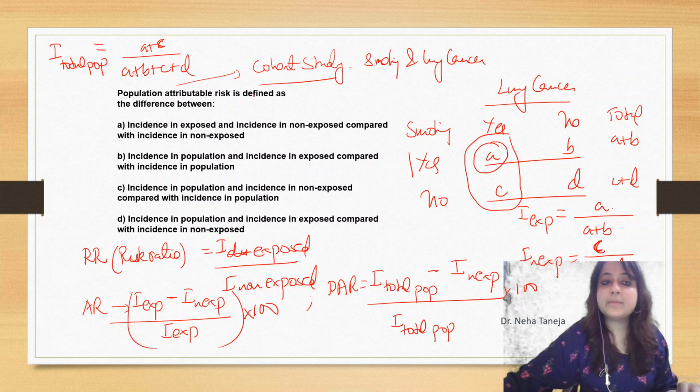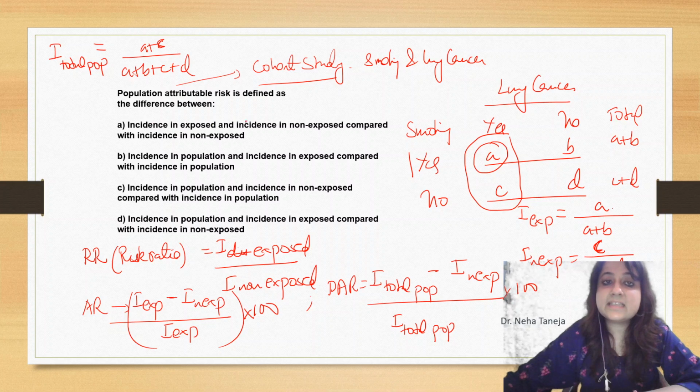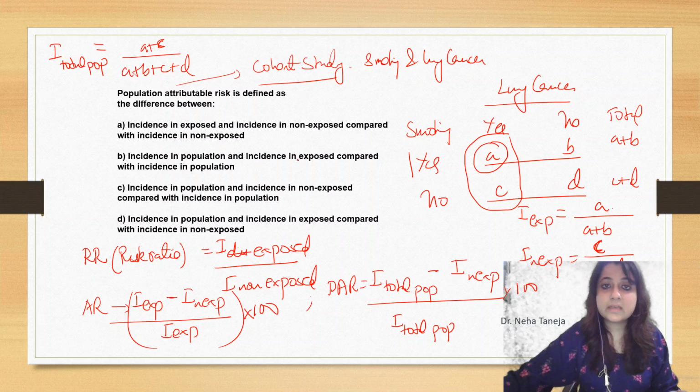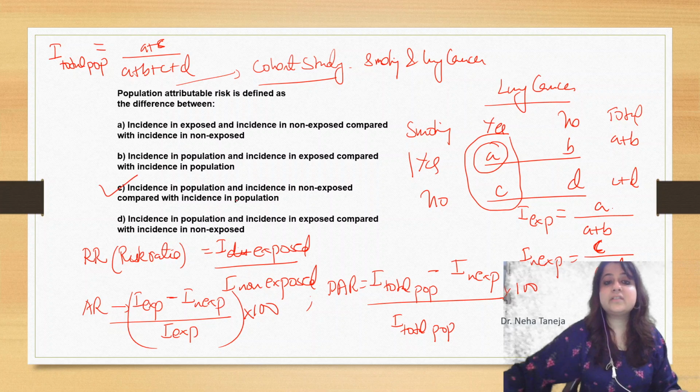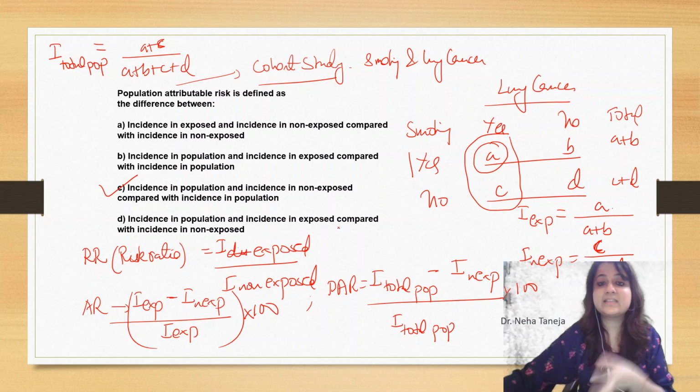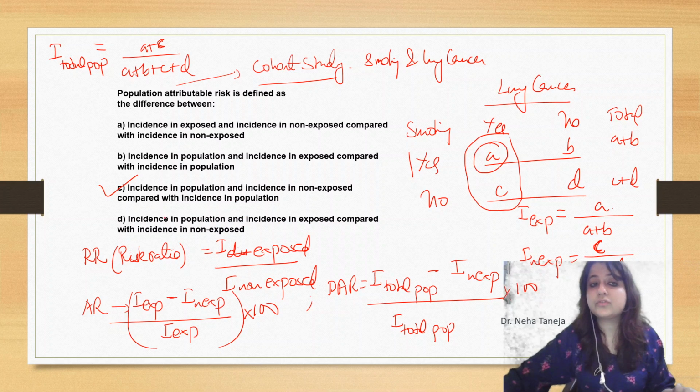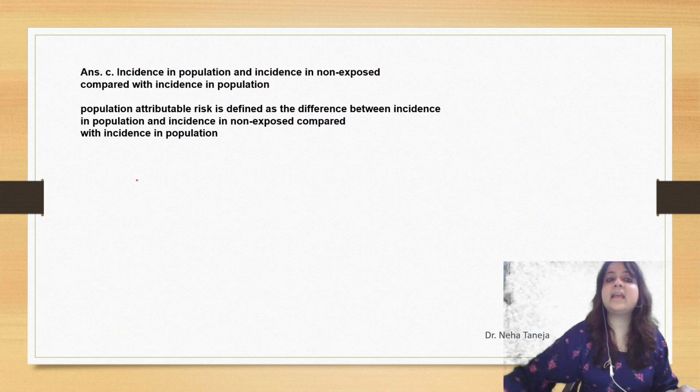So if you are asked population attributable risk, what will be the answer? Let's see the first one. Incidence in exposed and incidence in non-exposed compared with incidence in exposed. This is nothing. Incidence in total population and incidence in exposed compared with incidence in population, no. Incidence in population and incidence in non-exposed compared with incidence in population. This becomes your correct answer, because D is also incidence in population and incidence in exposed compared with non-exposed, no. So C is our correct answer.